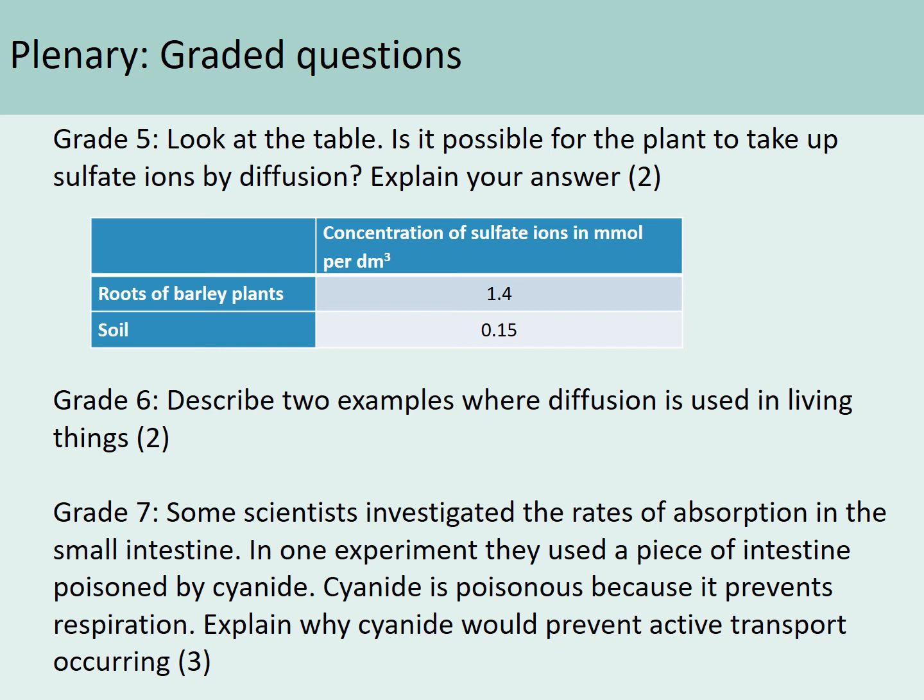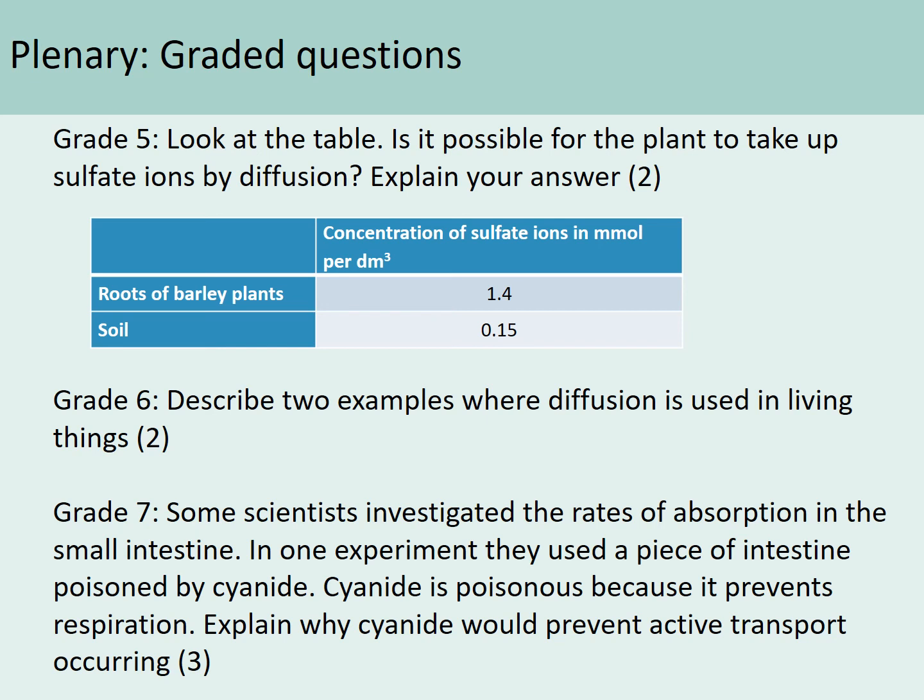For the grade 6, describe 2 examples where diffusion is used in living things. It's worth 2 marks. So you can't just state the 2 places it happens in living things, be it animals or plants. You have to actually talk about what is happening for those 2 things.